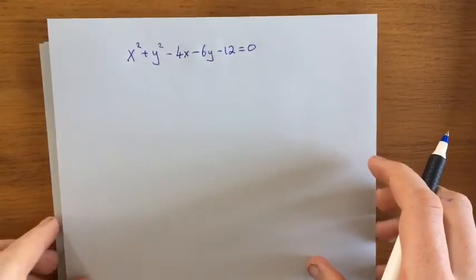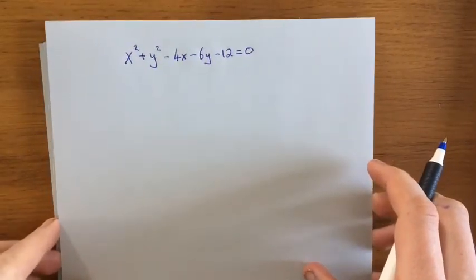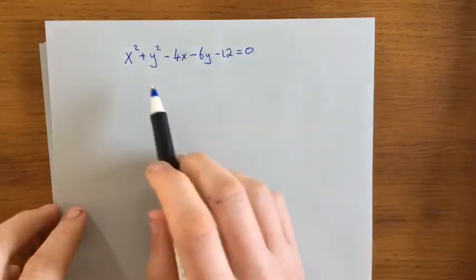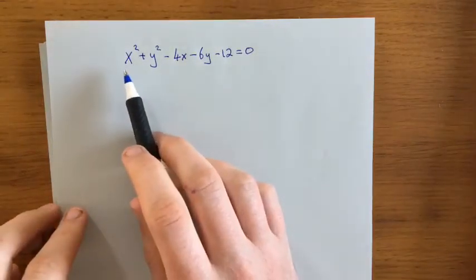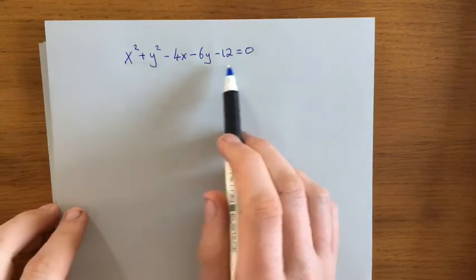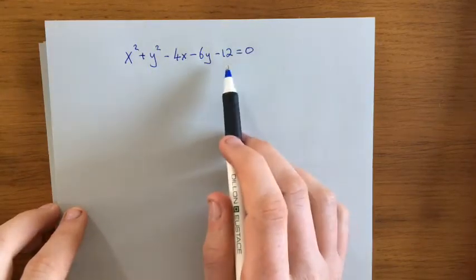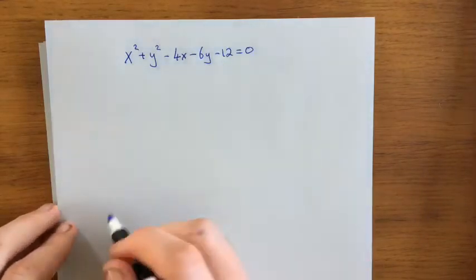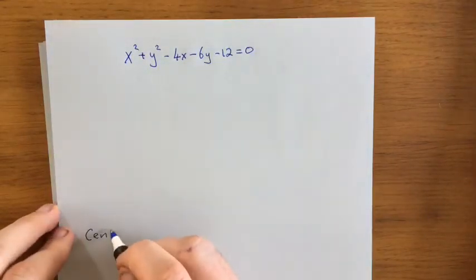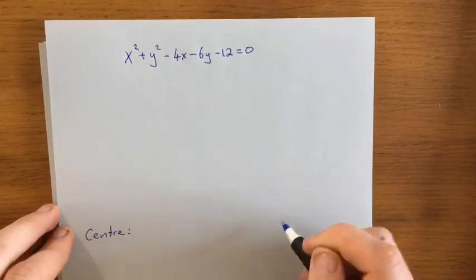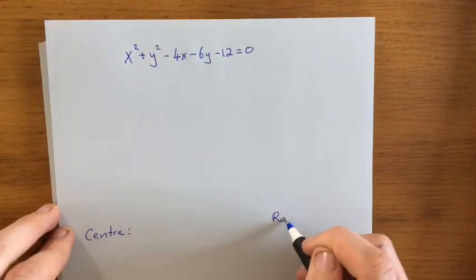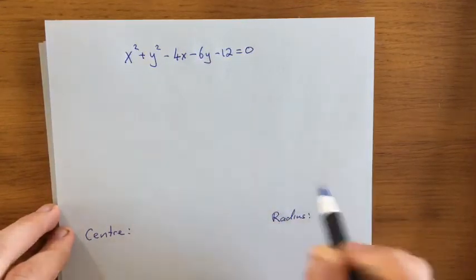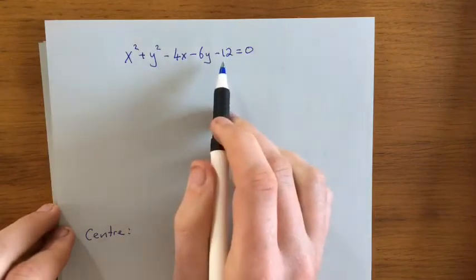So in the last part of this video now, we're just going to do this type of question here. So in this scenario here, they give you the equation of the circle in this format. But from this format, how do we know what the center is? And how would we know what the radius is if we were given a circle in this format?